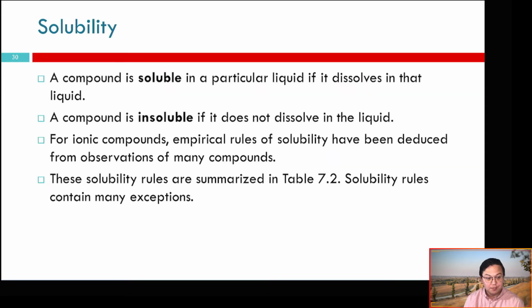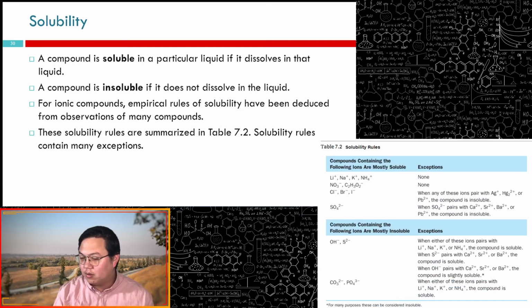Which brings us to solubility. So a compound is soluble in a particular liquid if it dissolves. A compound is insoluble if it does not dissolve in the liquid. For ionic compounds, empirical rules of solubility have been deduced from observations of many compounds. So we just have a table. I have prepared that here. So we have a table of solubility rules.